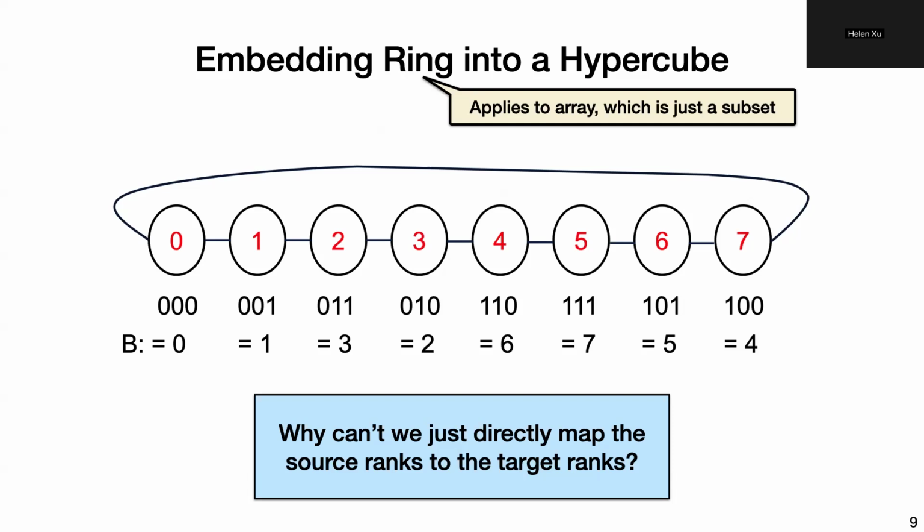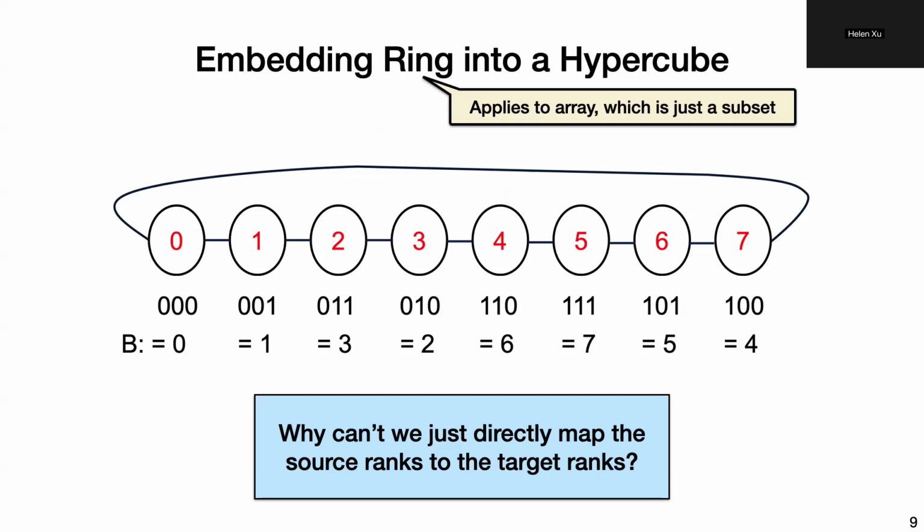Well, in the ring, not all of the neighbors differ by 1 bit. For example, 3 and 4 differ by more than 1 bit. 3 is 0, 1, 1, and 4 is 1, 0, 0. So that differs by actually 3 bits. Just directly mapping 3 into 3 and 4 into 4 is not going to work. Suppose you have an algorithm that runs on the ring, and you expect 3 communicating to 4 to take 1 hop. But if you map those directly into the hypercube, it's going to take 3 hops because they differ by 3 bits.